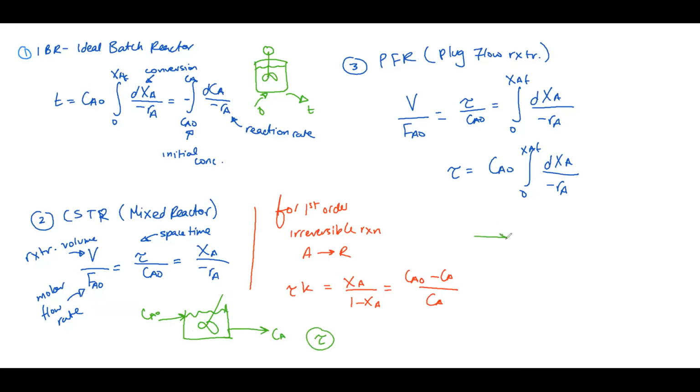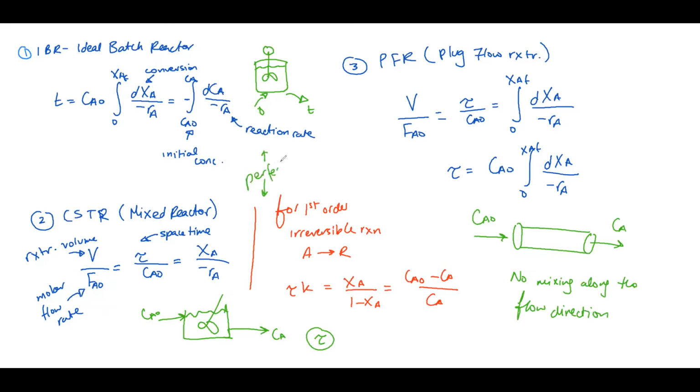And finally, a PFR, usually represented using a cylinder, and CA0, CA. And the idea of a PFR is this: there's no mixing along the flow direction, right? Whereas these two, 1 and 2, are perfectly mixed, right? So CSTR, so this guy and this guy are both perfectly mixed.